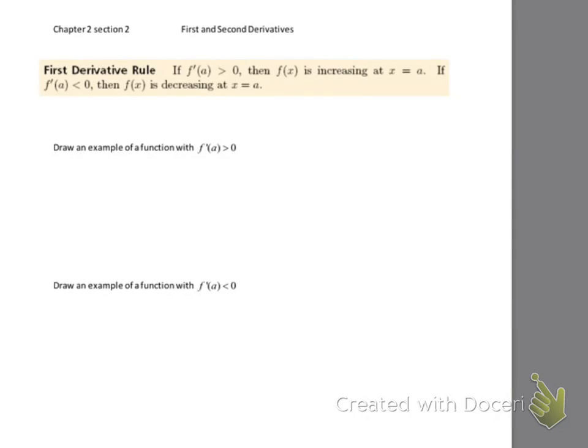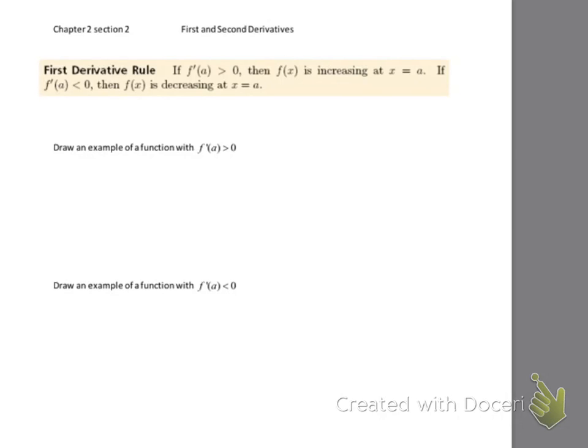In the notes for section 2 of chapter 2, we speak about the first and the second derivatives because we're getting ready to talk about first and second derivative tests. But let's just define the first derivative rule first. So if the first derivative is greater than 0, then the function is increasing where it is greater than 0.